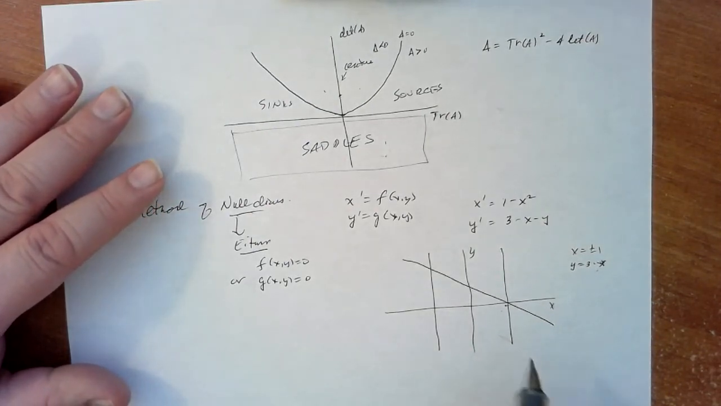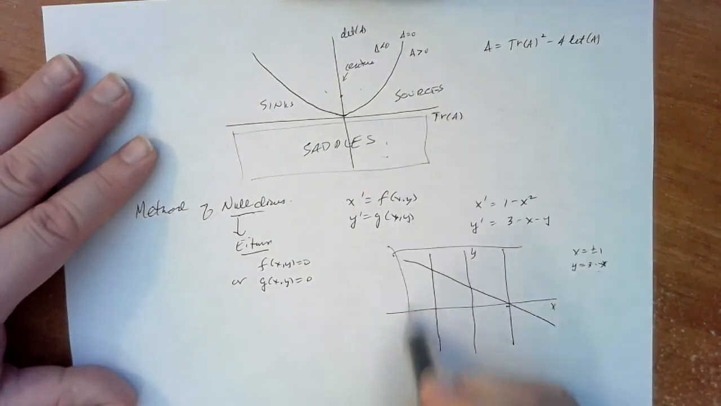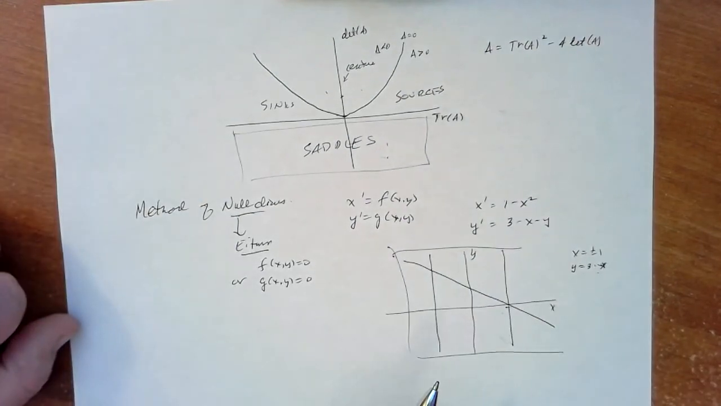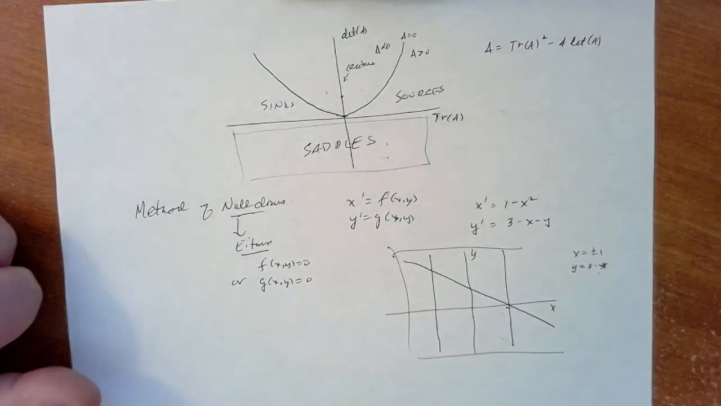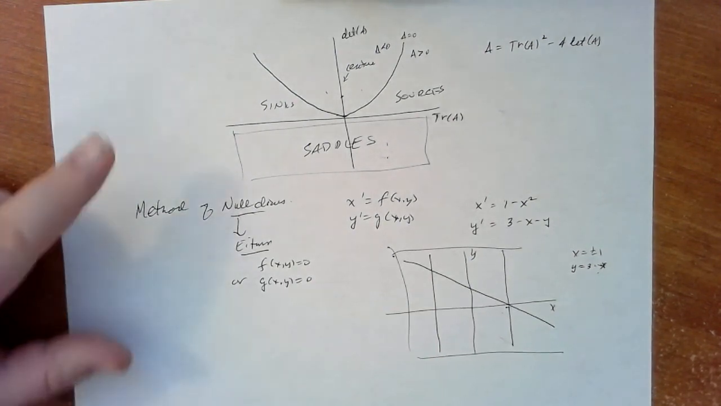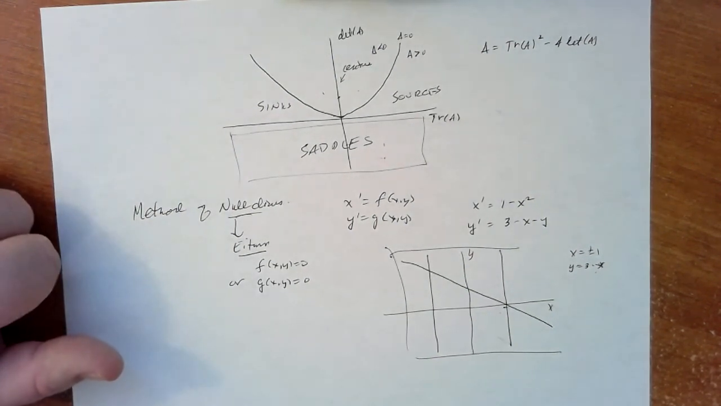Okay. Well, I'm running out of time, so I will stop here, and we'll do this as a detailed example later on. I don't want to cut myself off like I did last time. Okay, I'm going to stop here, and we'll talk more about the method of nullclines when we get to that problem in the review.